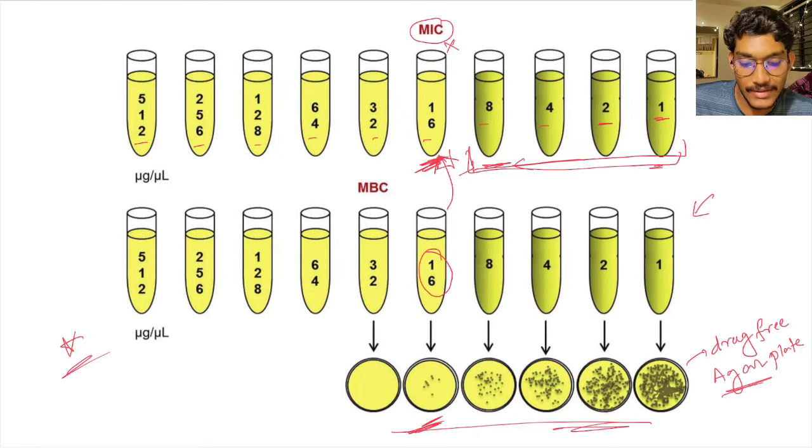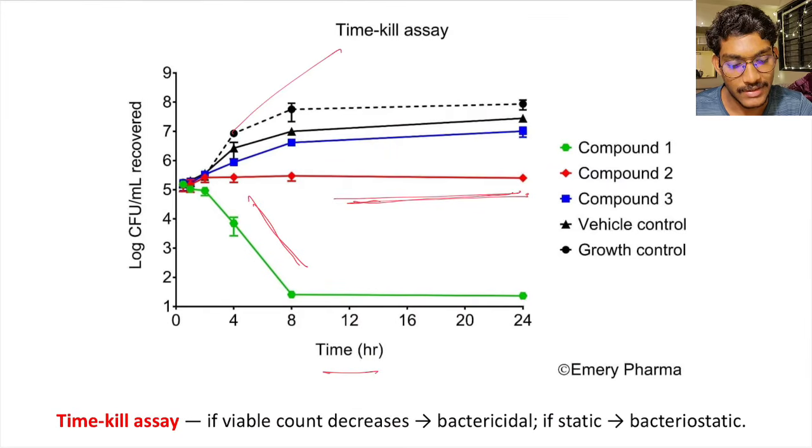Therefore to detect the minimum bactericidal concentration or MBC value we need to again culture the microbes in a drug-free agar plate. So to determine MBC, would you detect the visible growth? No. To determine MIC we detect the visible growth, and to detect MBC value we need to culture the microbe in a drug-free agar plate. Now this I have already discussed.